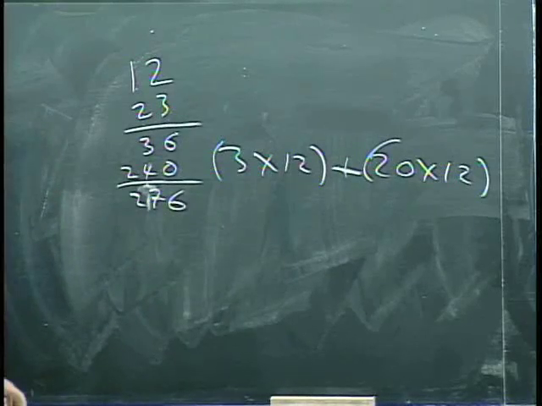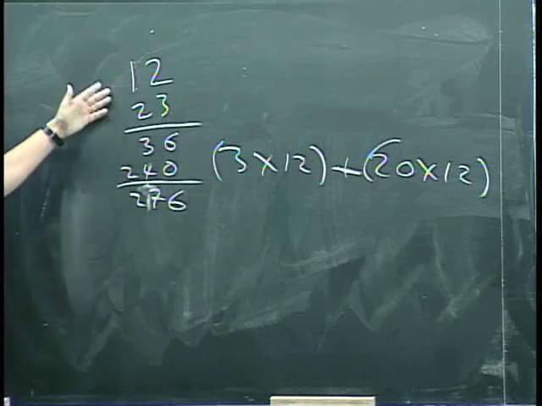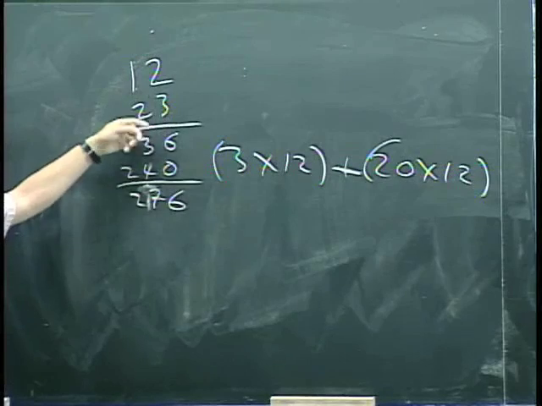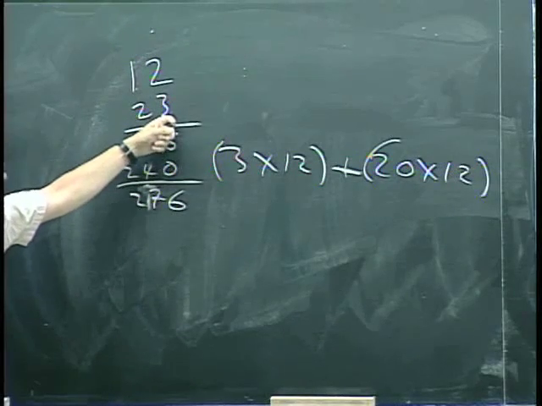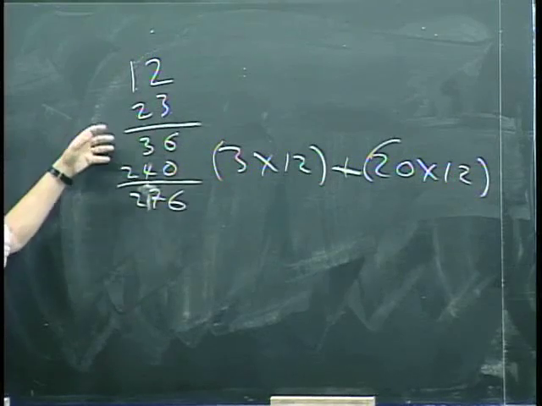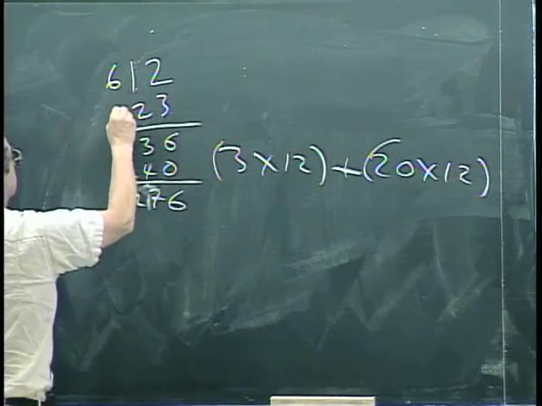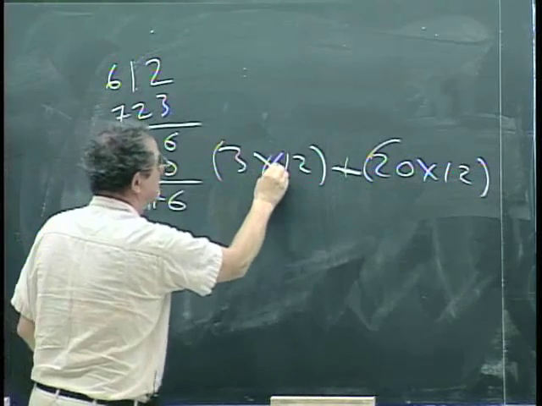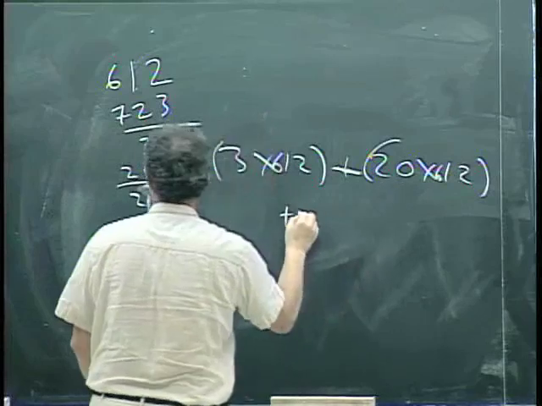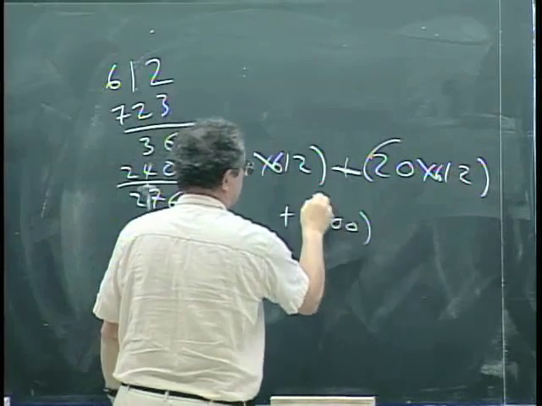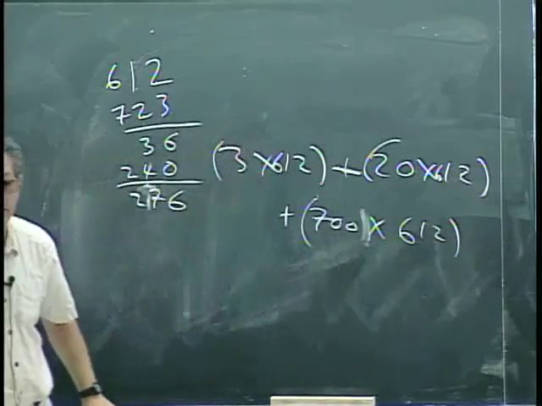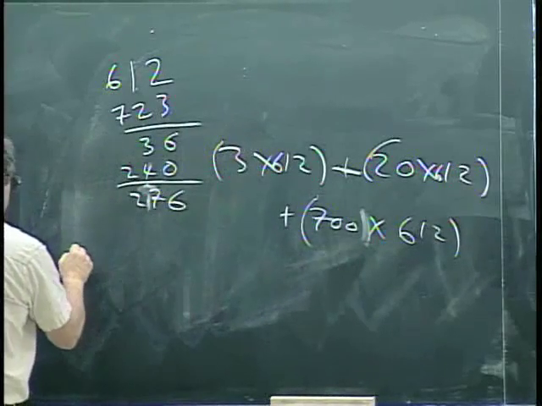So there's really a factoring thing happening here, where you're breaking apart this number into the ones place, the tens place, the hundreds place, and so on. And if I had this 6, 7, well, you get the idea. It would be 3 times 612 plus 20 times 612, plus 700 times 612, like that.